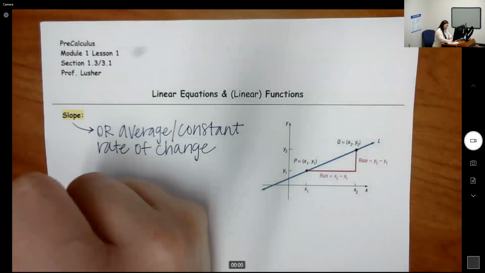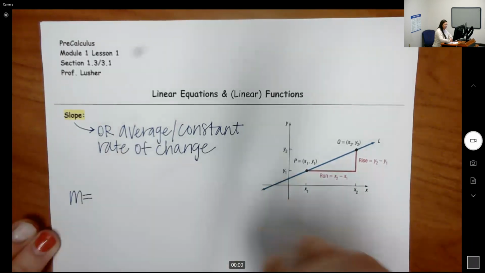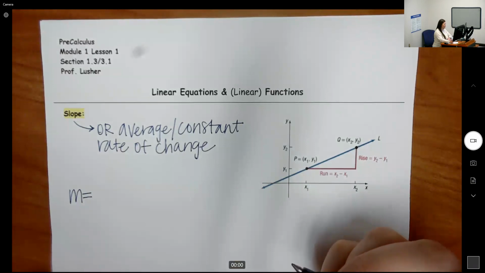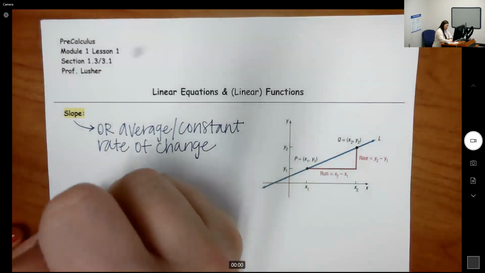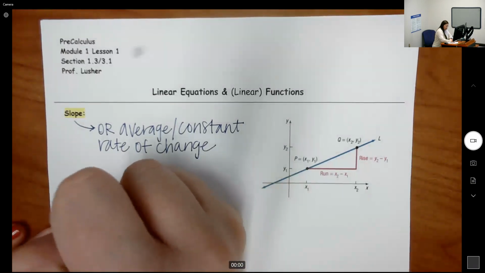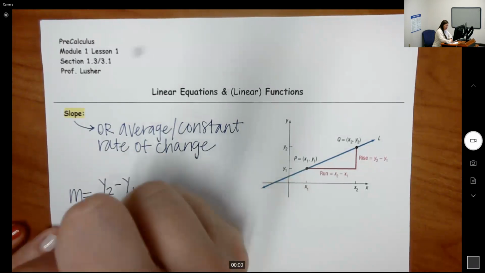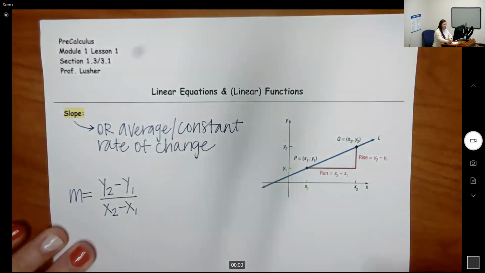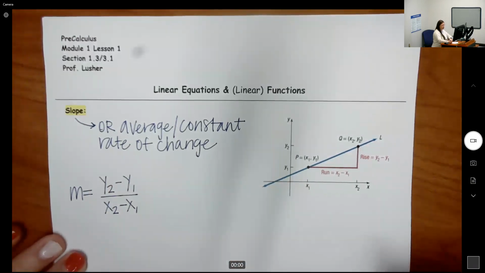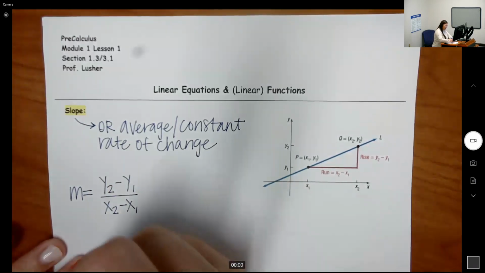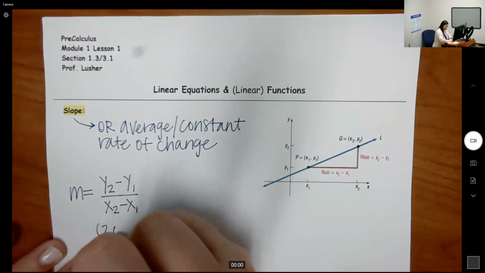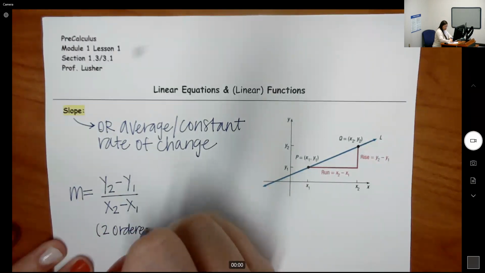For slope, we have a couple of formulas, and we use different formulas depending on what information we have. Slope is y2 minus y1 over x2 minus x1. That is your formula for slope when you are given two ordered pairs.